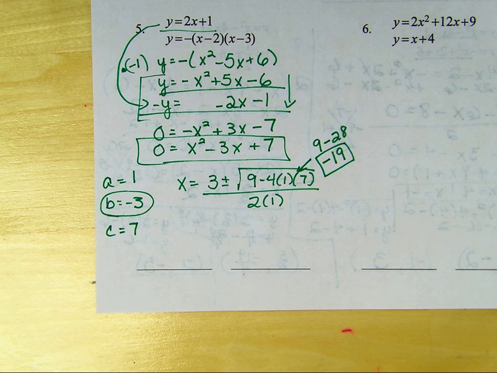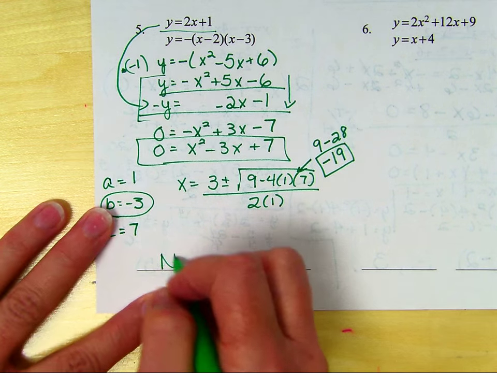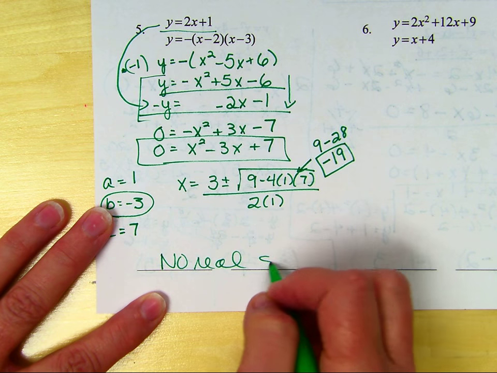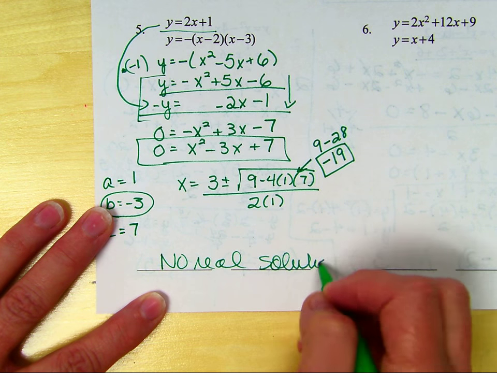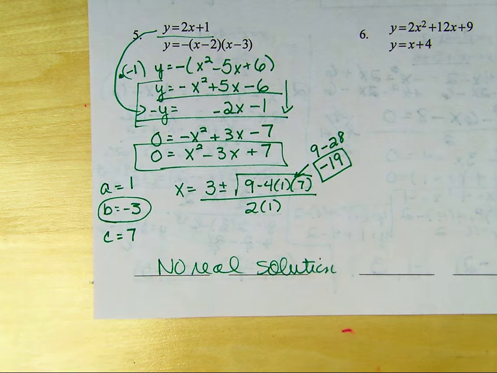Okay? So because there are no real solutions, we don't have to go any further. When we see that discriminant is negative, giving us 2 imaginary solutions, we know the graphs do not intersect.